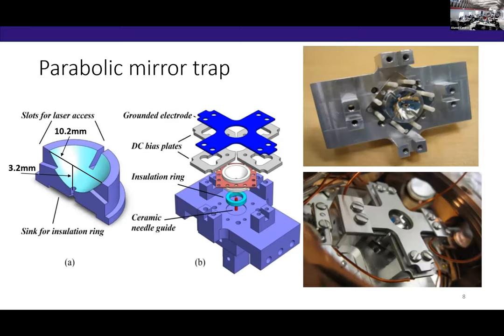Here you can see what this trap actually looks like. This is our parabolic mirror. It is about the size of the tip of my pinky, so 10 millimeters in diameter at the opening. Our ions are trapped right above that opening in the hole where the needle sticks through. We have slits in the side that allow for laser access to the ion when it is held at that focus. This ground plate here acts as our upper bias electrode, and then our collection system is off in this direction. And we've got lots of insulation in there to allow us to apply that RF to the parabolic mirror surface.